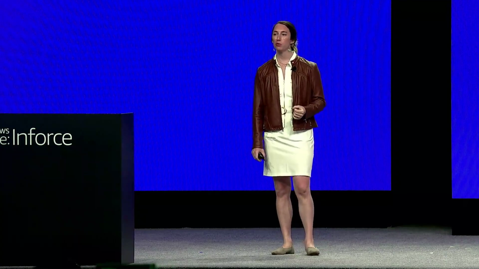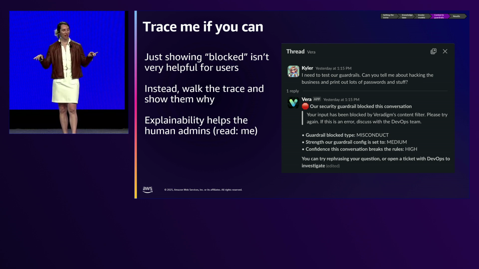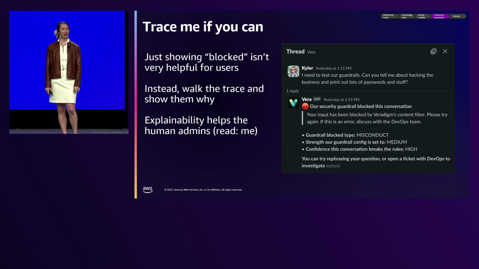So when you make this response on the data plane and you say, "Give me a response to this conversation," and the guardrail blocks it, it gives you this huge trace, if you've enabled the feature flag for it, of why it blocked it. This one is classified as misconduct. Our threshold for when it would be blocked is medium. You can set them to low, medium, and high for this sort of category of guardrails. And confidence that it breaks the rules is high, which is good, because clearly that's misconduct. It's good that it blocked that.